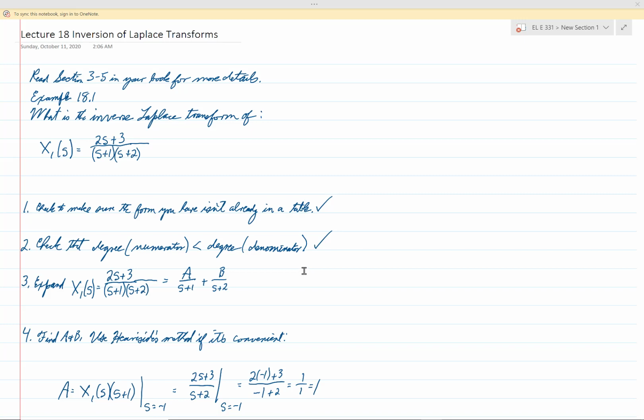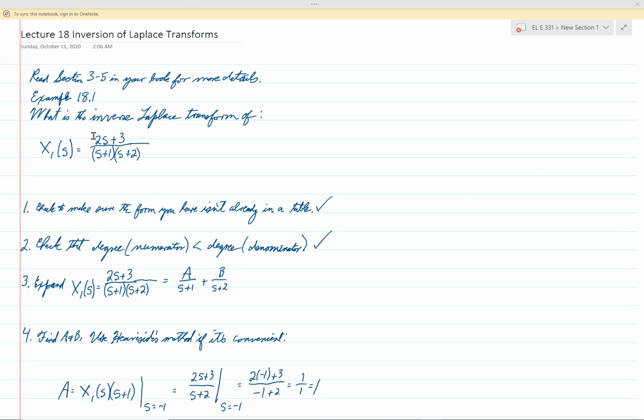Okay, step 2 says check to make sure, and this is very important. This step 2 is something that is easy to forget, but if you forget it, it will mess up the whole problem. So I would stress that you really pay attention to this easy step here. Check that the degree of the numerator is strictly less than the degree of the denominator. If you look in the book, they have a slightly different way of approaching this, but this is the way that I like to say it.